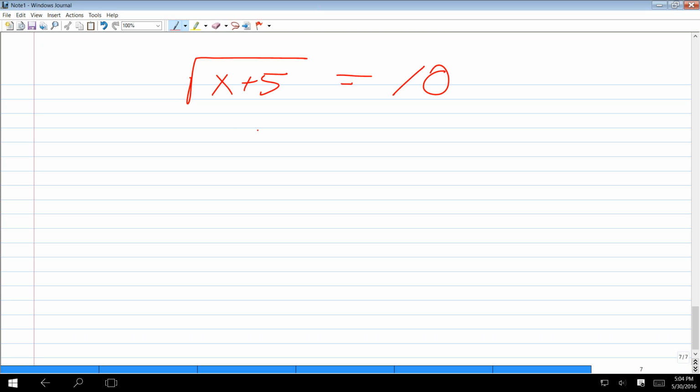Square both sides. Okay, what's the next line? X plus 5 equals 10. No, you've got to square both sides. X plus 5 equals 100, which means x equals 95. And sure enough, 95 plus 5 is 100, square root of 100 is 10.